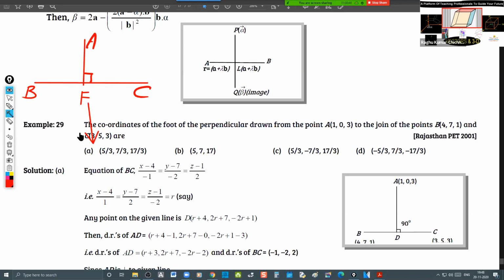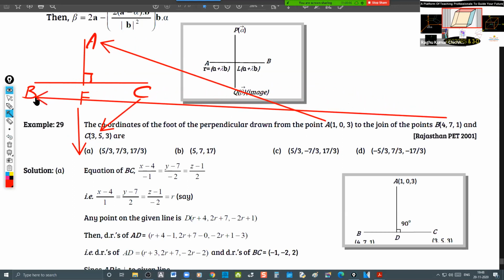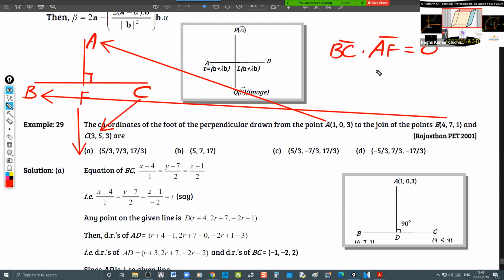Your F is lying in the answer, and your C is this, your A is this, and your B is this. Correct now? Yes, sir. Now, what I have to verify, BC bar dot AF bar must be 0. So we will see which F is satisfying. F is in the options. So let us check it out.